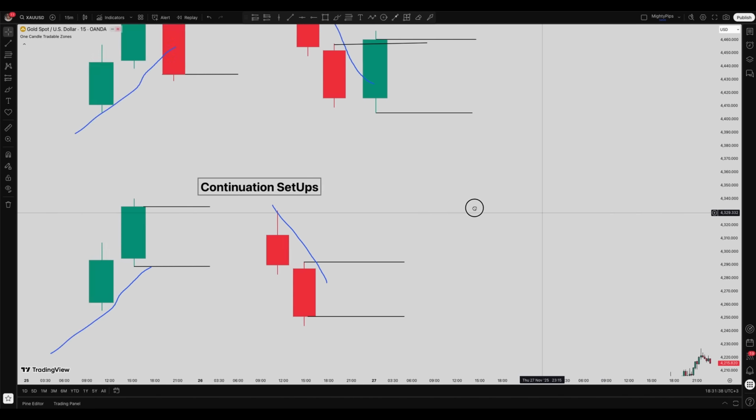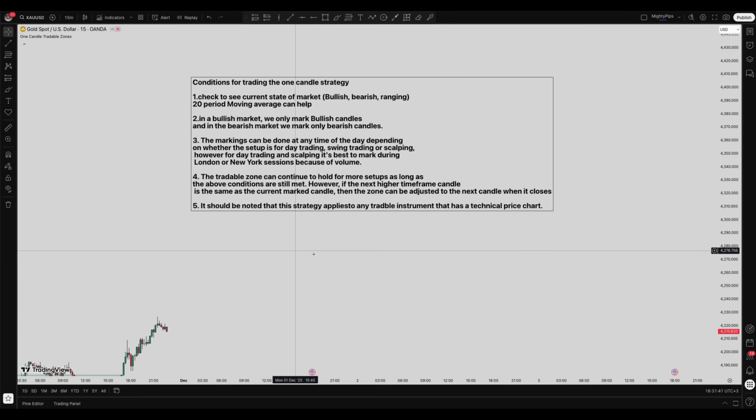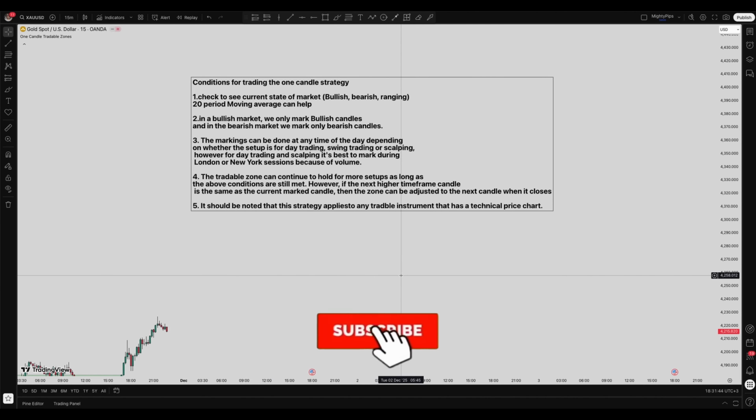But it doesn't mean that you have to shift the zone every candle. You can just hold the zone on one candle until the conditions change, or until another candle prints that has the same conditions. Then you can shift the zone to that next candle.